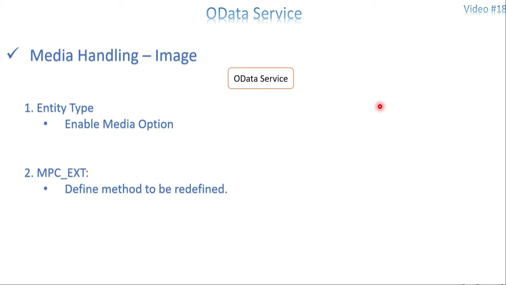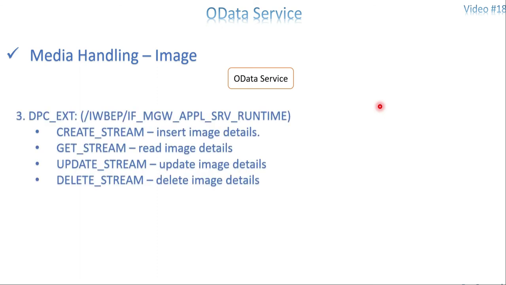So this is step number two. Step number three: these are the methods which we are going to redefine. This is also a CRUD operation method, but in a different way; it handles the media objects especially. So create stream is going to insert an image. These are method names, coming under the same service runtime interface. Get stream is going to read the information from your database table. Update stream is going to modify your image in your database table. Delete is going to delete the data from your database table. So these are the four methods we are going to redefine.